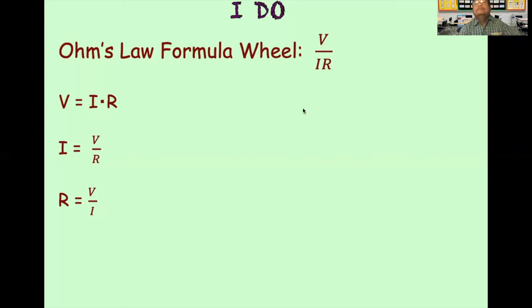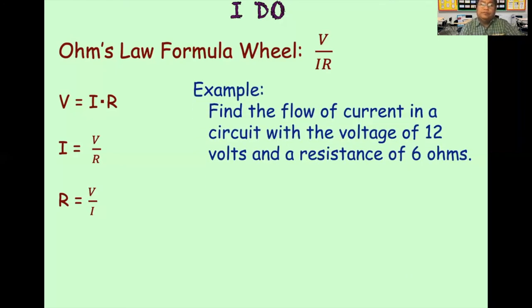I have here an example. Find the flow of current in a circuit with a voltage of 12 volts and a resistance of 6 ohms. So the unknown is current. So I will be using this: I is equal to V over R. So my solution would be current is equal to voltage divided by resistance.